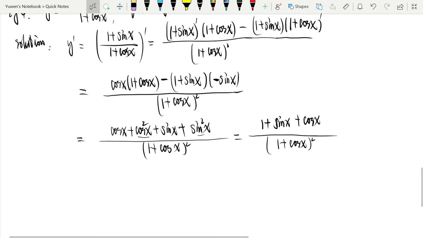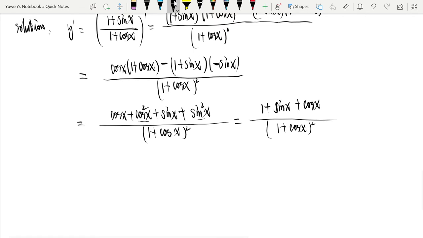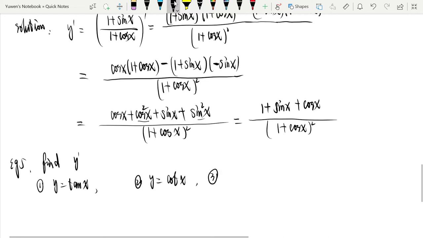At last, we derive more basic formulas of derivatives. Find the derivative of y. The first is y equals tangent x. The second is y equals cotangent x. The third one is y equals secant x. The last one is y equals cosecant x.